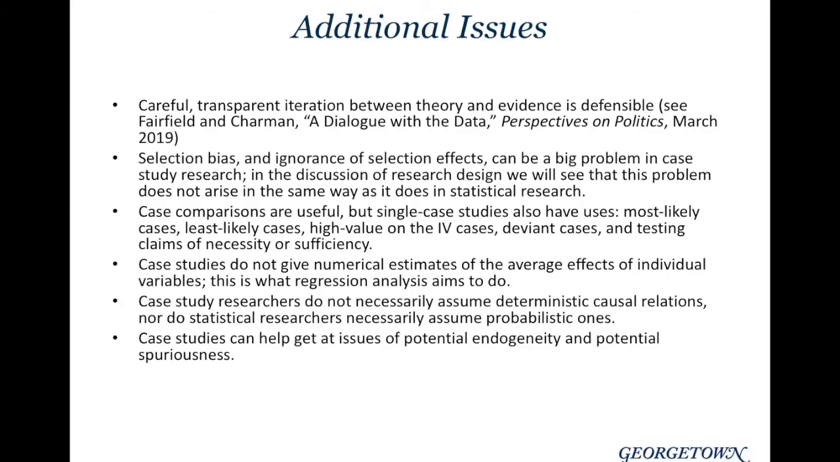Finally, I would say case studies can help us get at issues of endogeneity and spuriousness. Now, endogeneity is a general term for when you have variables left out of your model that may affect the causal relationships. I want to focus in particular on one form of endogeneity, which is where there's reciprocal causation or feedback effects. So take an example here. Do arms races cause war? Or is it because actors see a war is coming that they then engage in an arms race? Or maybe sometimes it's the first one, arms races lead to the war, and sometimes it's the second one, the war leads to the arms race.